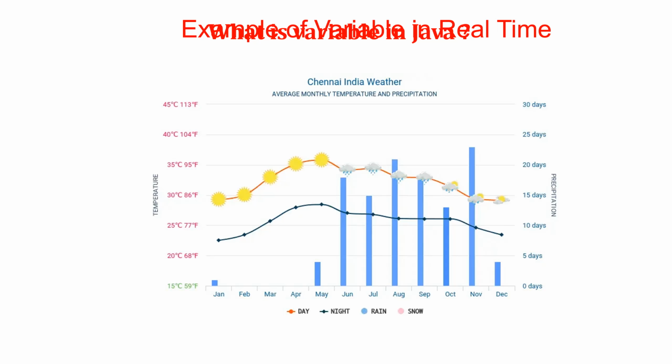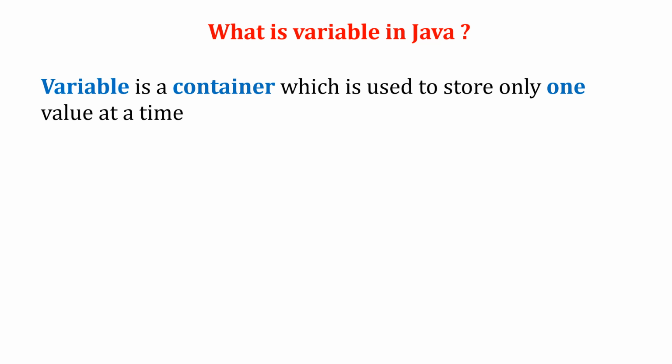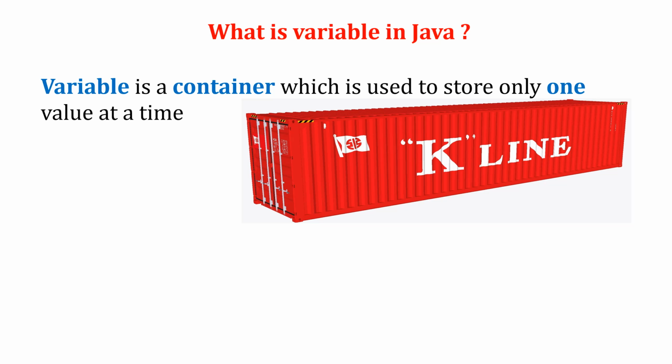Back to the topic, what is a variable in Java? Let me address a variable in a simple way. A variable is just a container which is used to store only one value at a time. Or we can say it is similar to a storage unit. The next question that arises in your mind is how to create a variable.